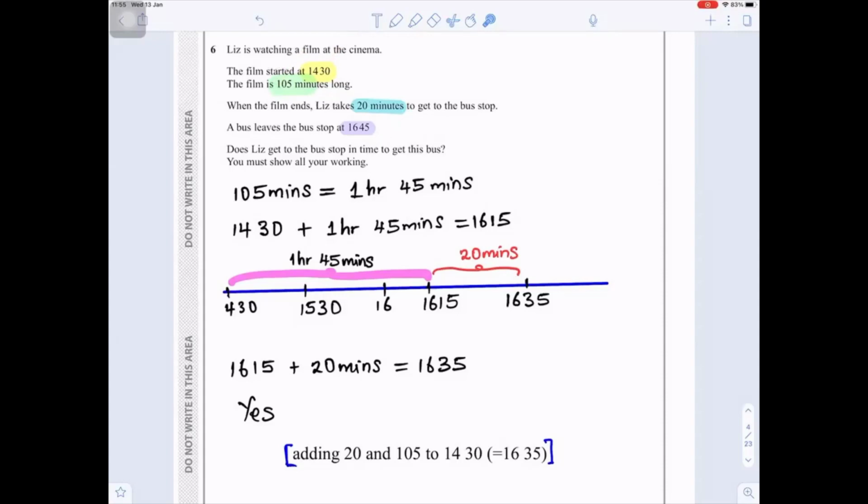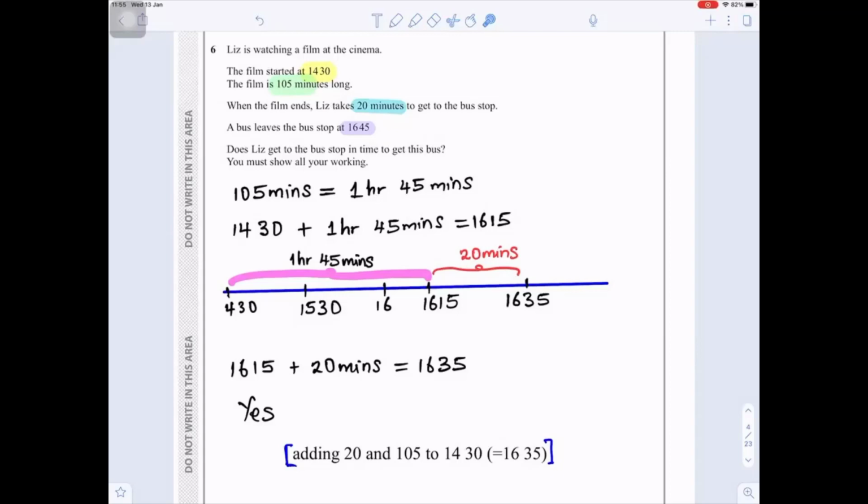So we start with 105 minutes. That's how long the film is. Let's change that to hours and minutes. 105 minutes is 1 hour and 45 minutes, because 1 hour is 60 minutes. So 60 plus 45 gives you 105. So it's 1 hour 45 minutes.